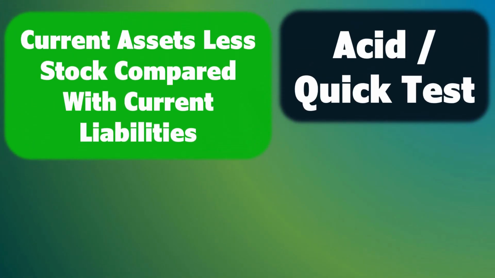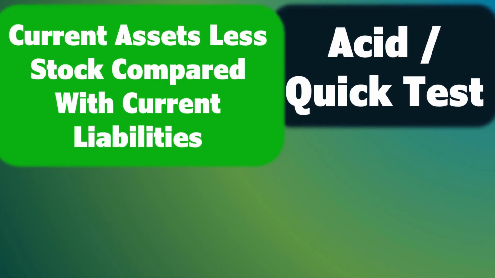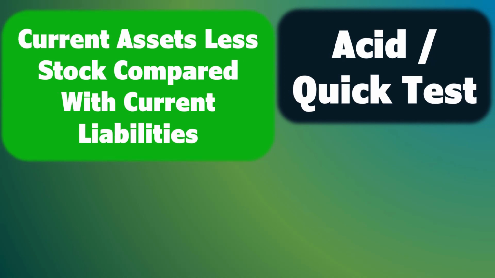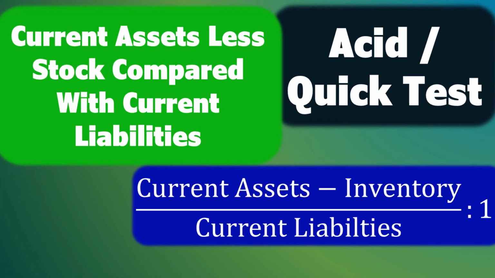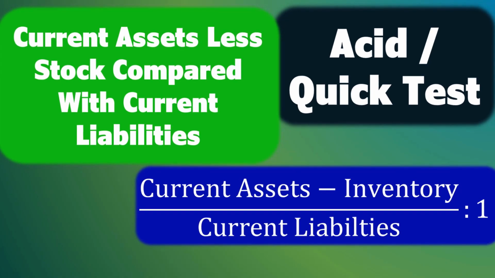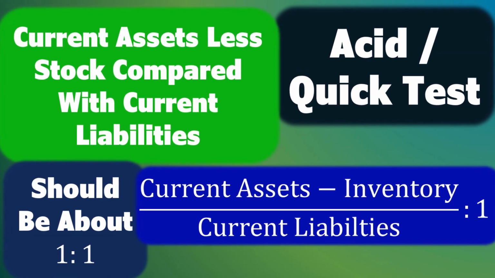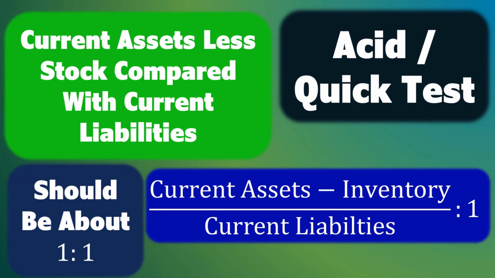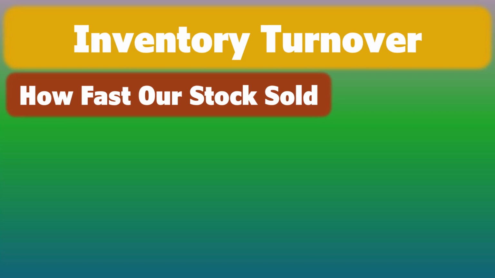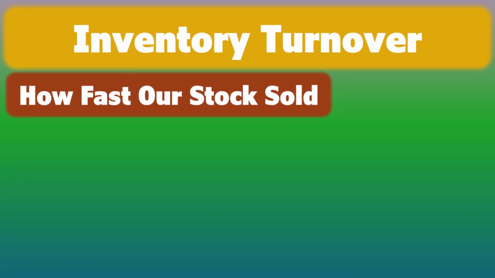Another ratio for liquidity is the acid or quick test, which is the current assets less stock compared with current liabilities. It is calculated as current assets minus inventory divided by current liabilities to 1. Generally, it should be about 1 to 1, as it tells us how readily we can pay off our short-term payables.